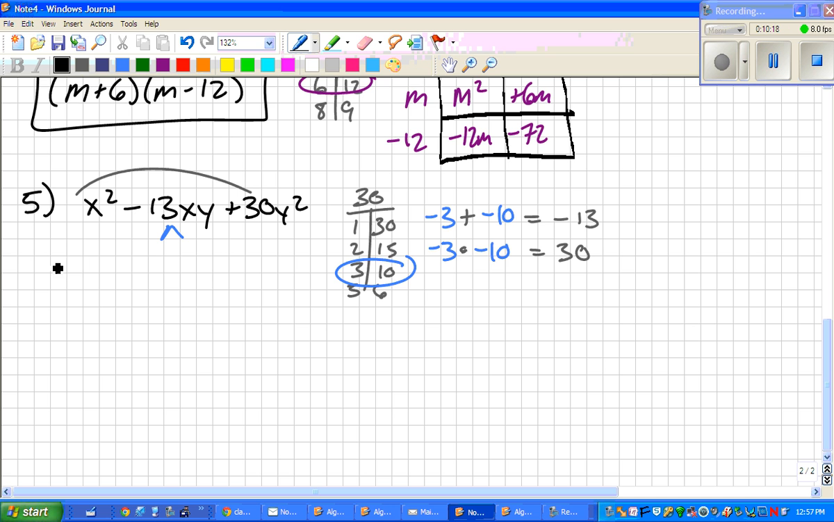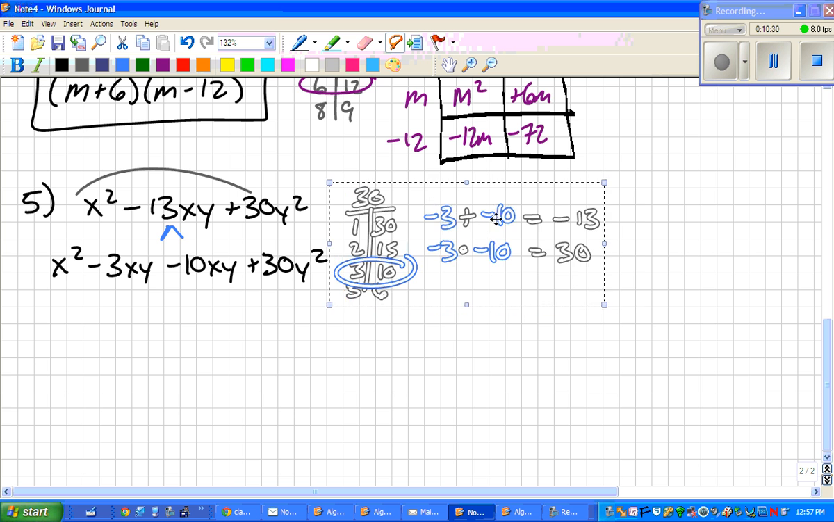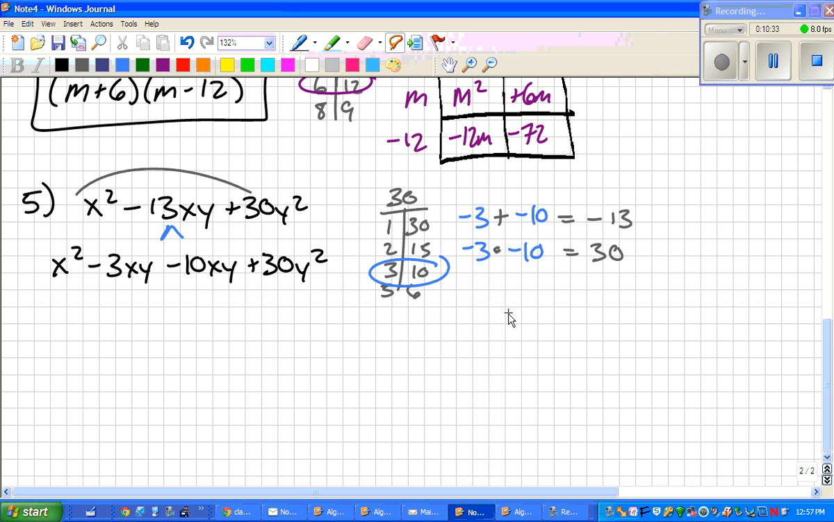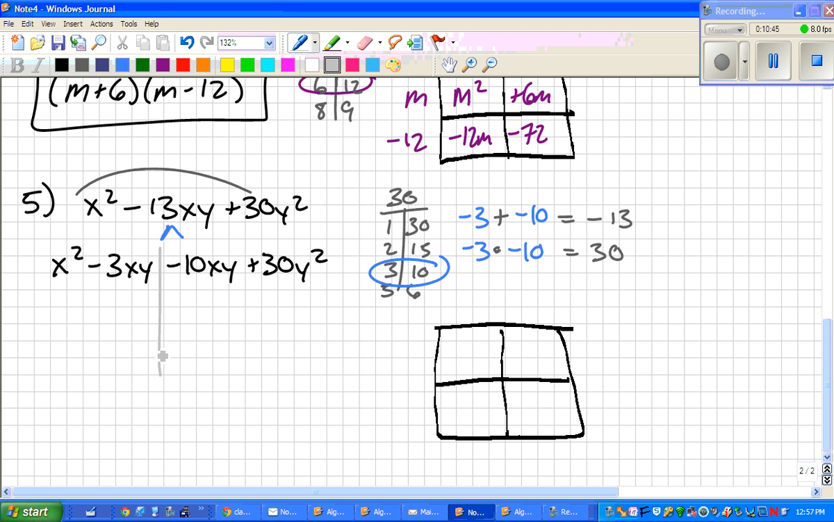And the only thing you guys need to be careful of here is watching the variables. x squared minus 3xy minus 10xy plus 30y squared. Okay? Nice thing with me is I can just move all that over. Unfortunately, you guys can't. I'm going to do it that way. If you guys want to draw the line and do it like that, that's fine. I'm going to pause the video and you guys can finish it out. Okay? Good luck.